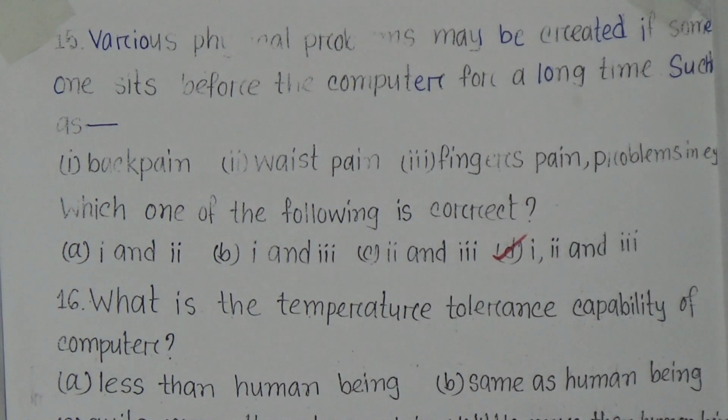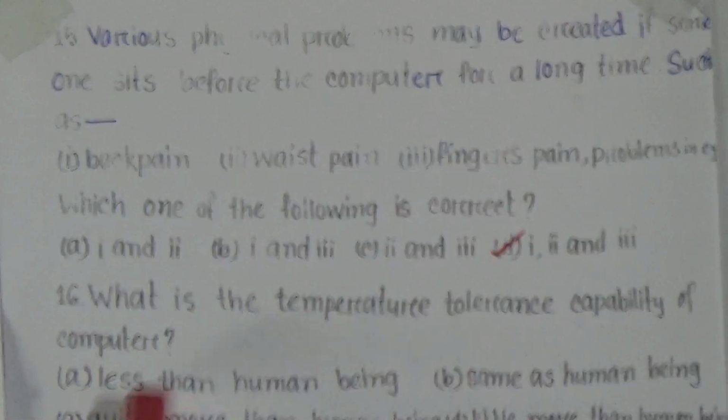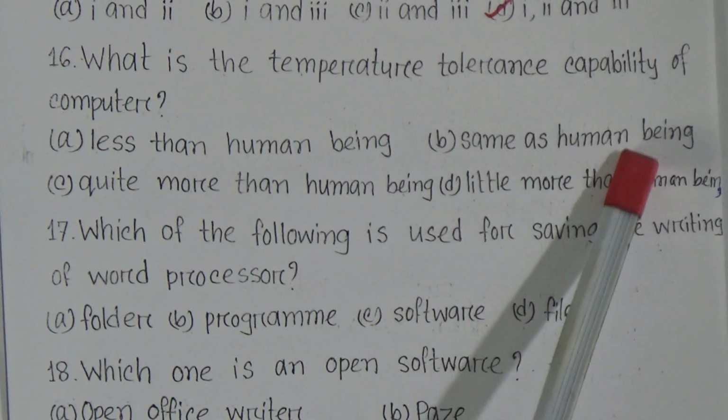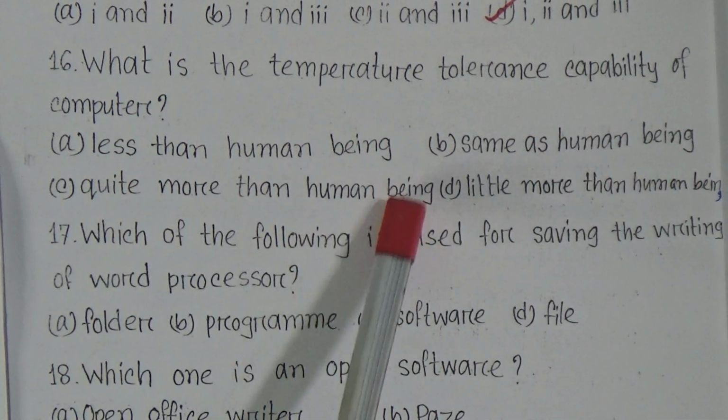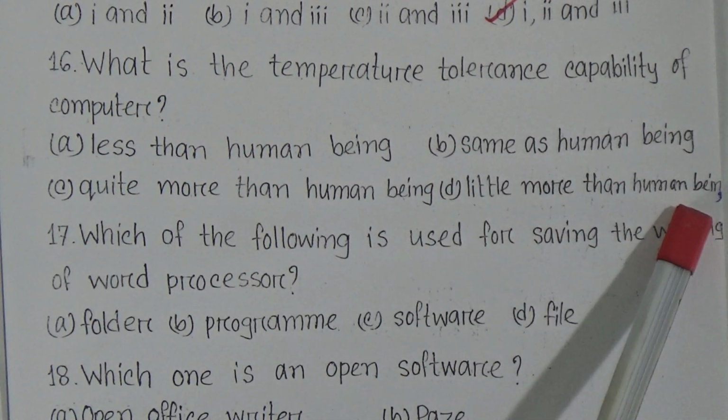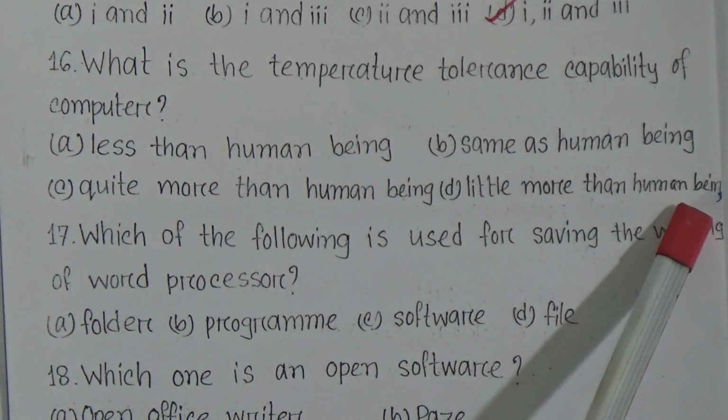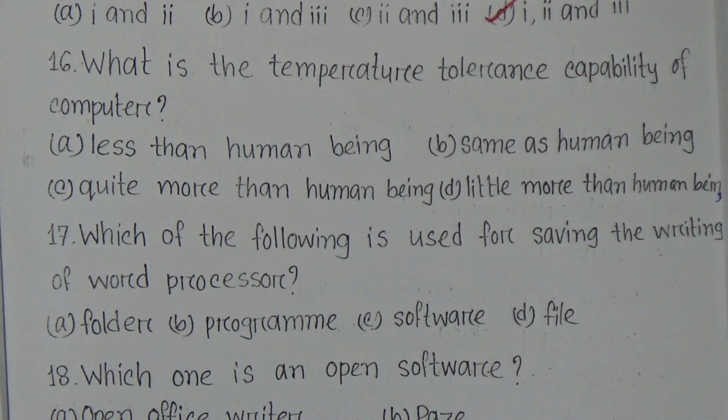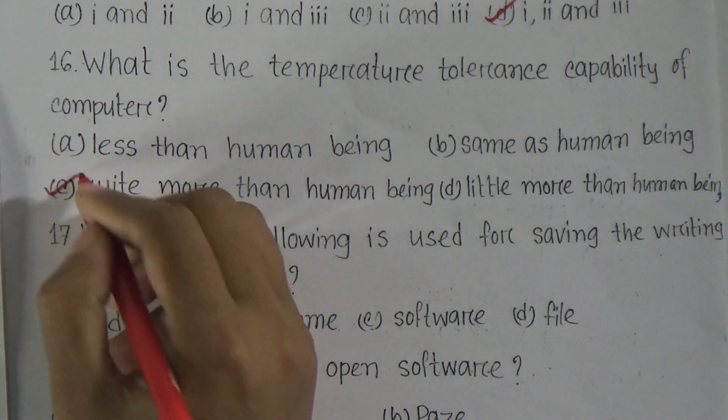Now, question 16. What is the temperature tolerance capability of computer? Options are less than human being, same as human being, quite more than human being, little more than human being. So here our answer will be option C, quite more than human being.